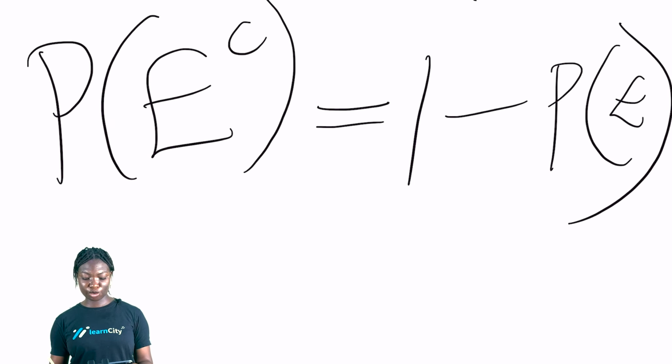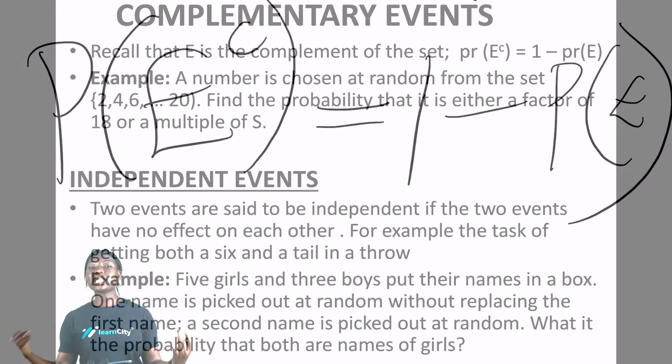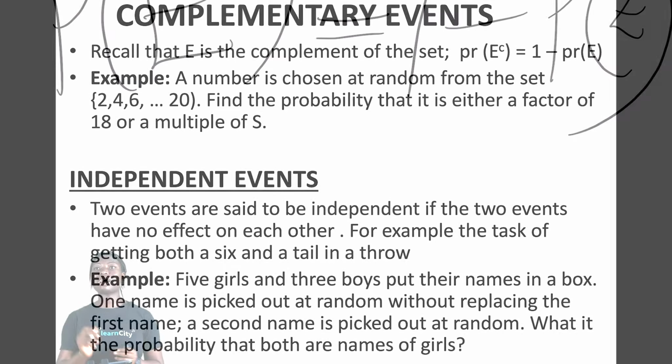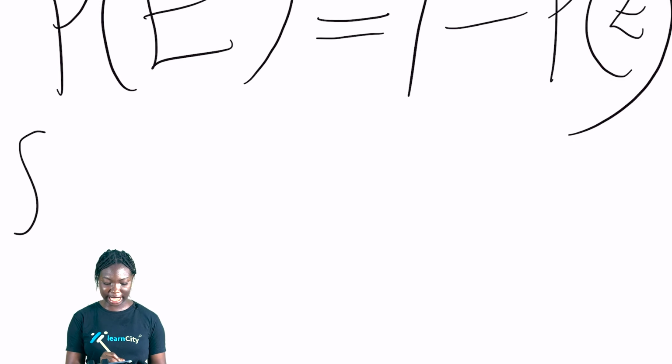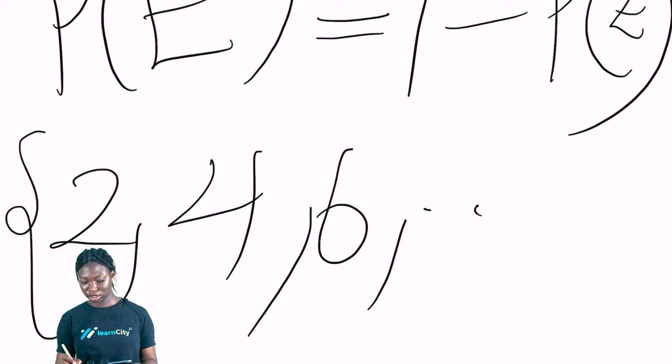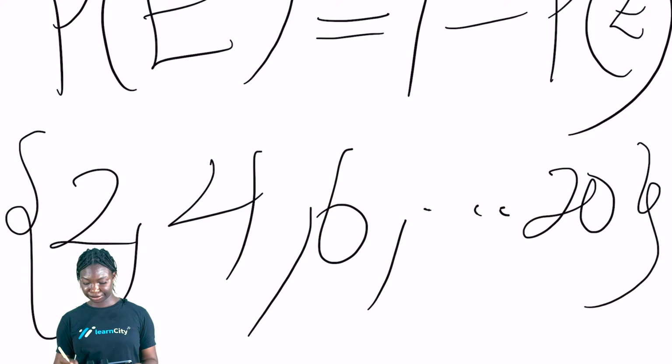So we have it to be 1 minus the probability of E. Now, an example. A number is chosen at random from the set 2, 4, 6 to 20. Find the probability that it is either a factor of 18 or a multiple of 5.